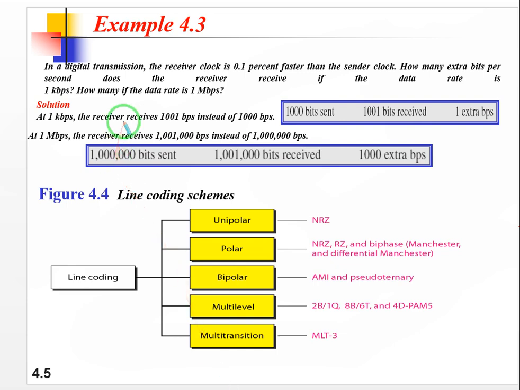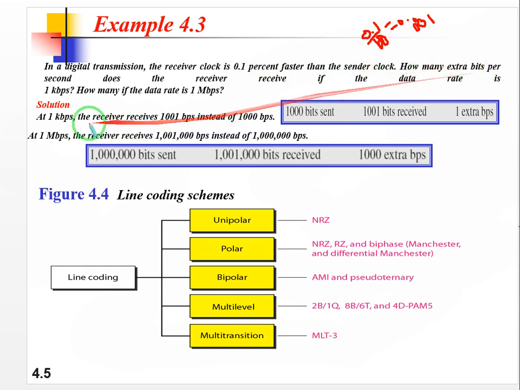So now coming to the example of a data rate. In a digital transmission, the receiver clock is 0.1% faster. So 0.1% means 0.1 divided by 100, which is equal to 0.001. So the receiver clock is faster than the sender clock by 0.001.